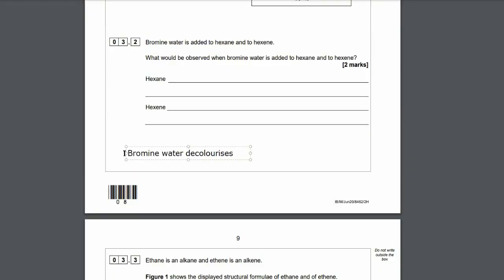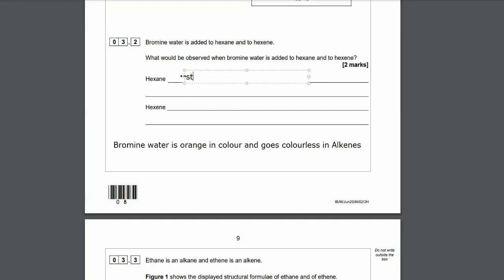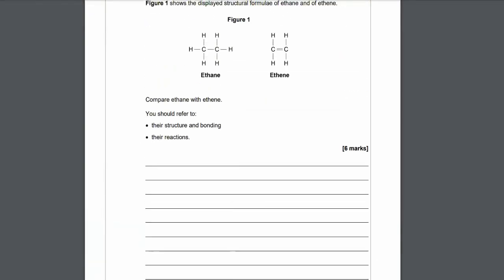Right, bromine water, Br2, becomes a halogenoalkane when it's added to alkenes. That's an addition reaction. However, with alkanes, unless you've got ultraviolet light, which it doesn't say you have here, it will not add to them. So with alkanes, the bromine water stays orange, and with alkenes, it goes colorless as it forms a halogenoalkane.